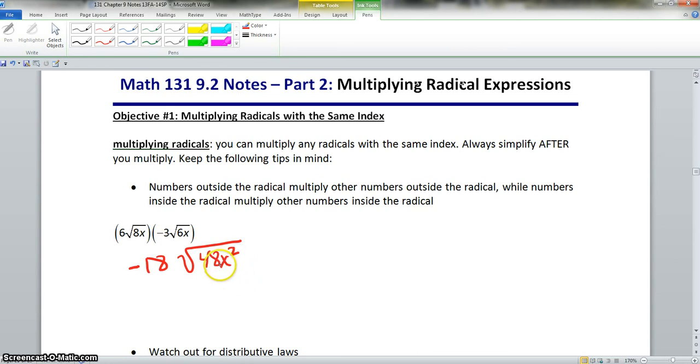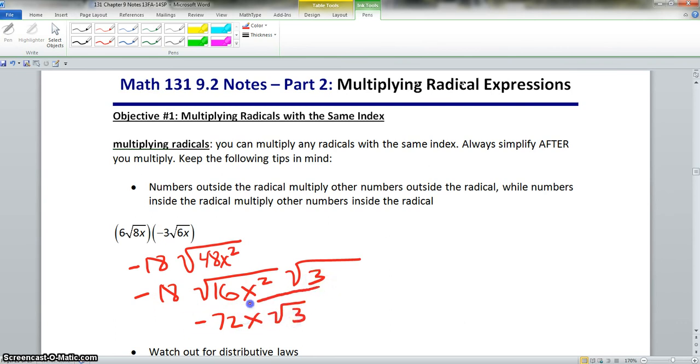Now, what we need to do next is this here. We need to pull out any perfect squares we have here. So we have negative 18. The highest perfect square in 48 is 16, with 3 remaining. And x squared we know is a perfect square. The square root of 16 we know is 4. And 4 times a negative 18 is negative 72. The square root of x squared is x times the square root of 3. And that is your final answer.